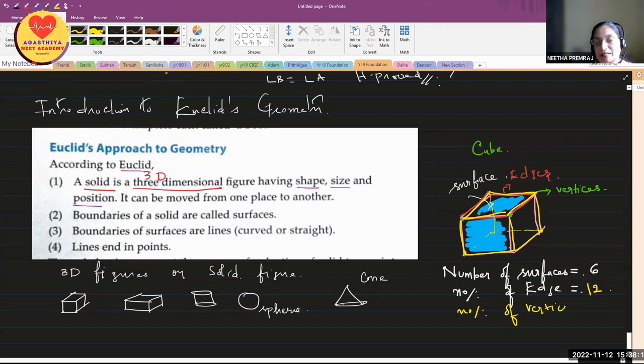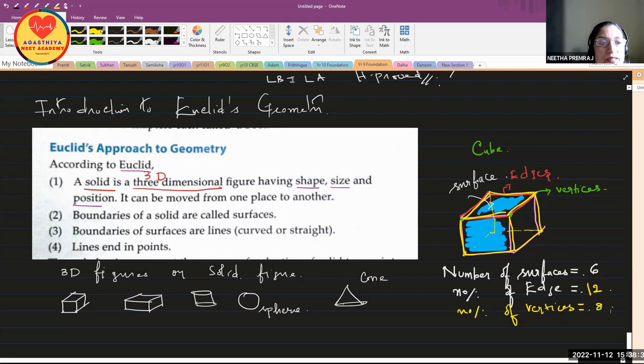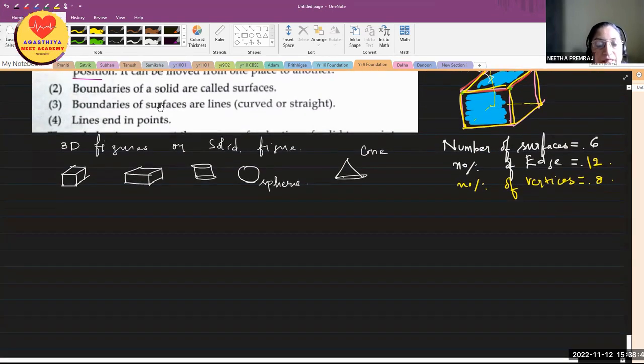Okay, number of vertices. How many vertices? Tell me how many vertices are there. Ma'am, 8 vertices. Very good. There are 8 vertices. Okay, now we will discuss some solids. I hope you are clear with this.